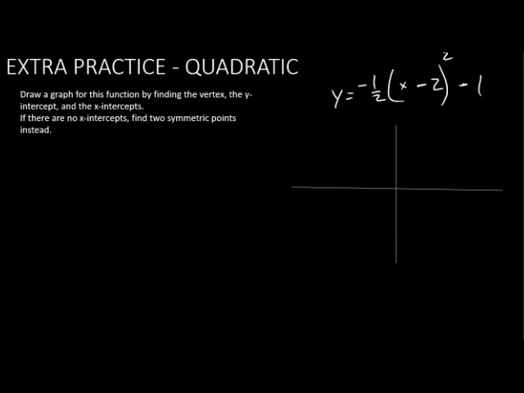Here we'll do some extra practice for graphing quadratic functions. Our goal here is to take the function y equals -1/2 times (x minus 2) squared minus 1 and find the vertex, the y-intercept, and any x-intercepts.